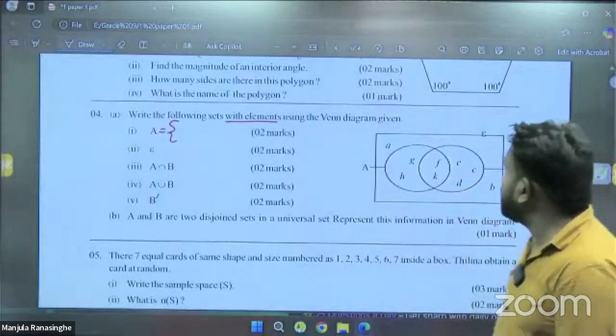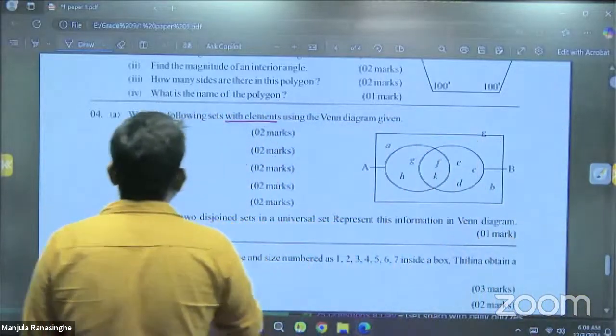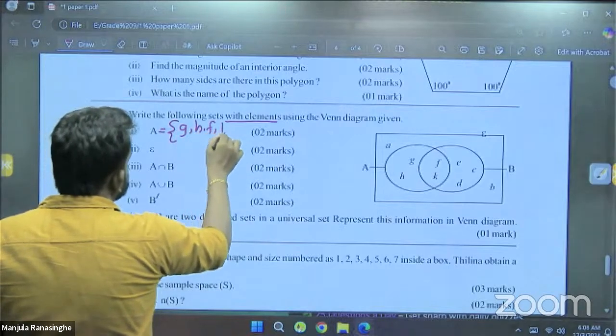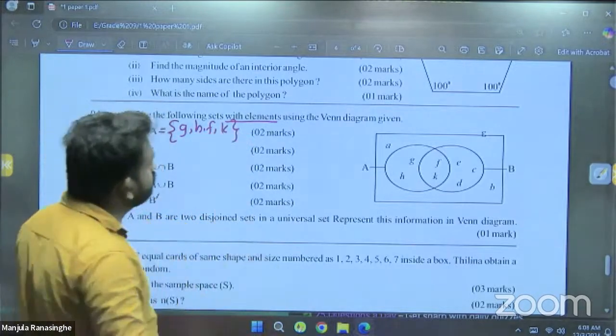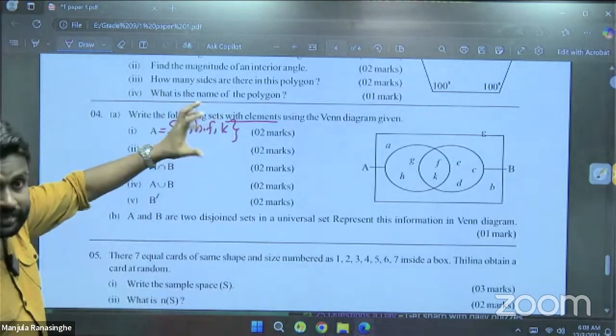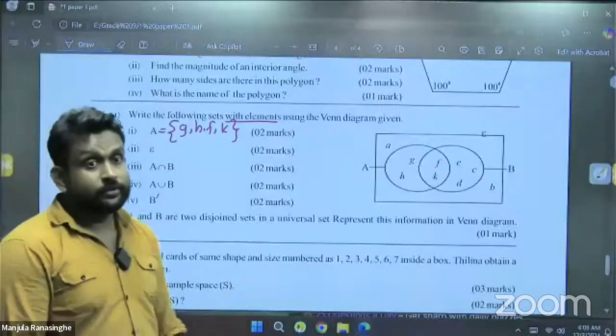So G, F, H, K. There is no issue with the order. The order is not a problem, changing them around is not a problem. There are four elements.